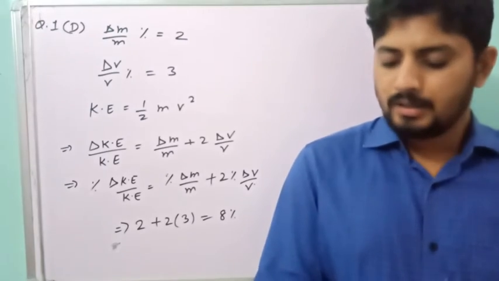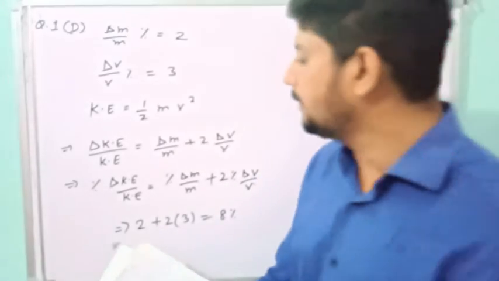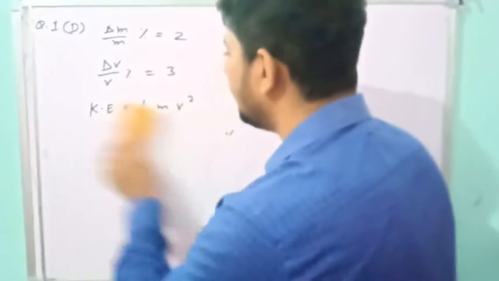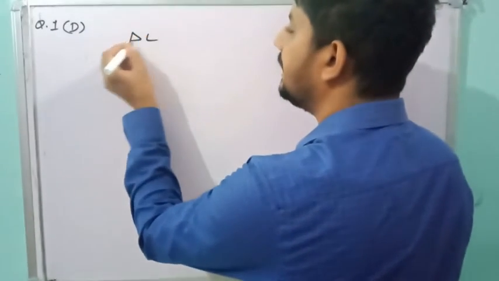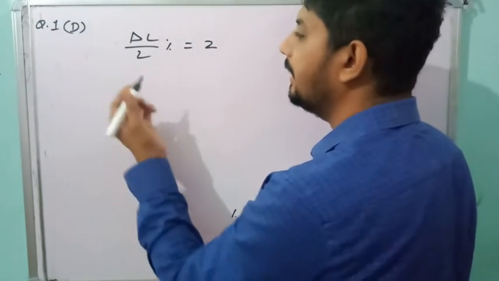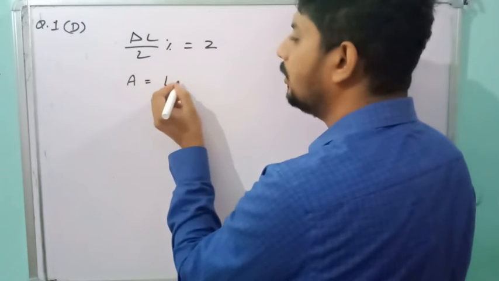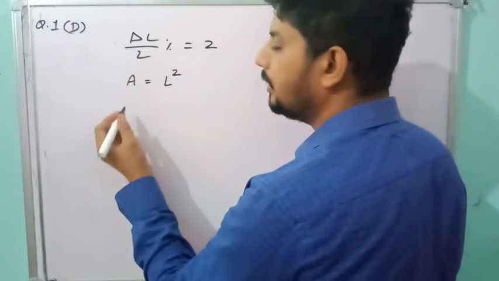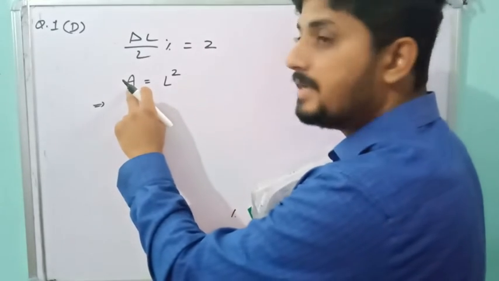Question number 2 was more or less the same. Here the percentage error in length of a square is given to you as 2%, and you have to find the percentage error in area. You all know that the area of a square is length into length, so L square. A means area. So the relative error in area will be equal to twice the relative error in length.